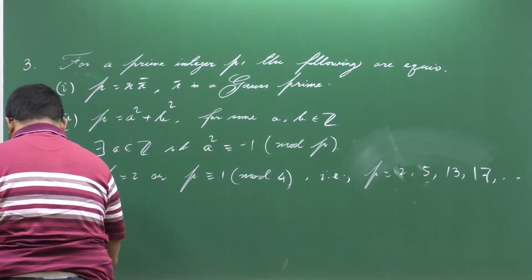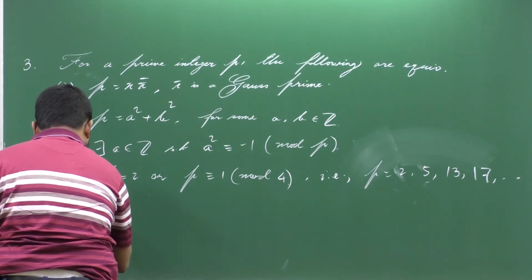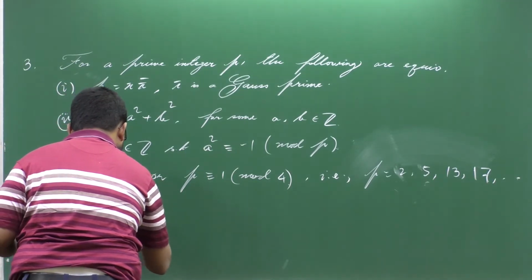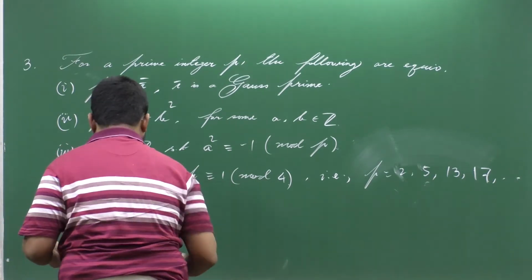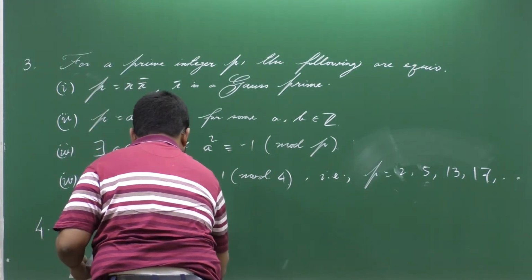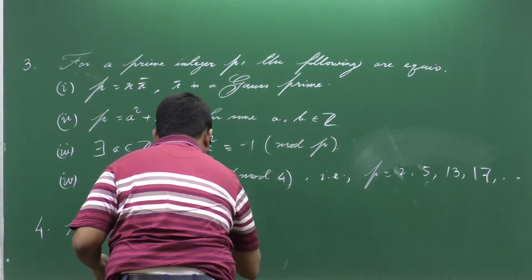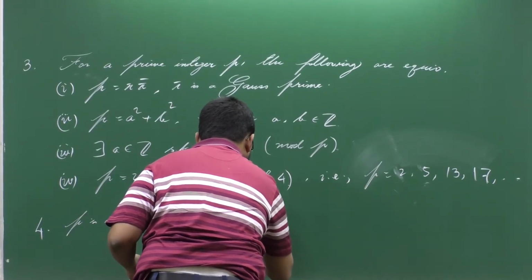Suppose p is a prime integer which is also a Gauss prime.